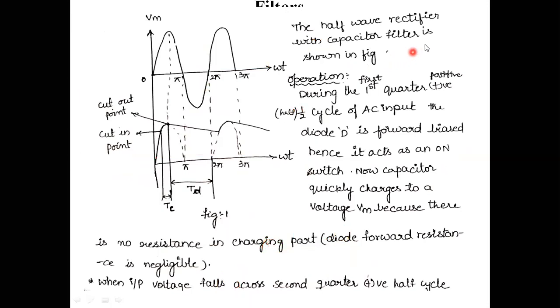Here, the half wave rectifier with capacitor filter is shown in the figure. This is the input signal, maximum voltage is Vm, its conduction is from 0 to pi, pi to 2 pi, and this is the conducting part. This is the cut-in point, and this is the cutout point. From the cutout point to the maximum level, again it reaches from the cutout point to the cut-in point of the next waveform.